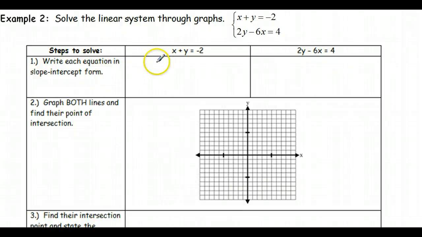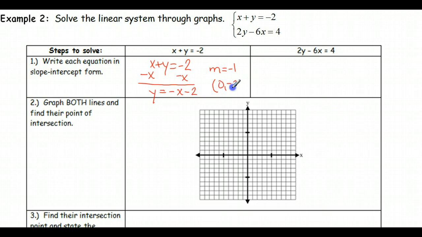So our first problem is x plus y equals negative 2, and we have to solve for y. So subtract x from both sides, and we're left with y equals, put your minus x first, and then minus 2. So here our slope is negative 1, and our y-intercept is 0, negative 2. All right, let's go ahead and take a look at the second equation.